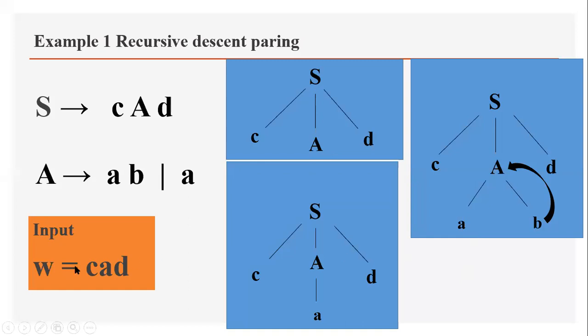Now I will try to match. C means C, A means A, but D means B. It is not matching. So what will I do? I'll go back, I'll backtrack. Next alternative production, I will substitute. A means A. Now once again I'll try to match. C means C, A means A, D means D. So it is correct. This is how recursive descent parsing works. You have to represent these steps.